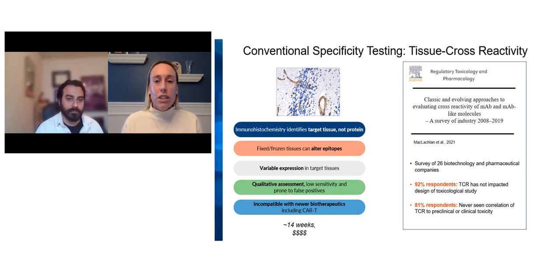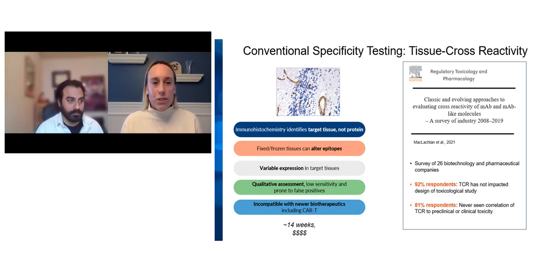So this publication here to the right reports on a survey that was given out to developers at 26 different biotech and pharmaceutical companies. The developers were asked about their experience in TCR, how they're using the data, and how they're incorporating it into their development pipelines.